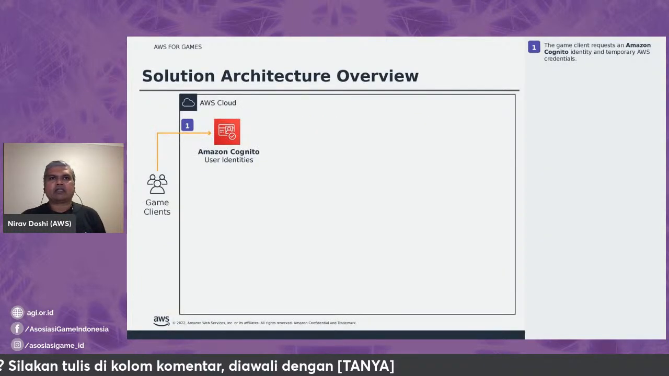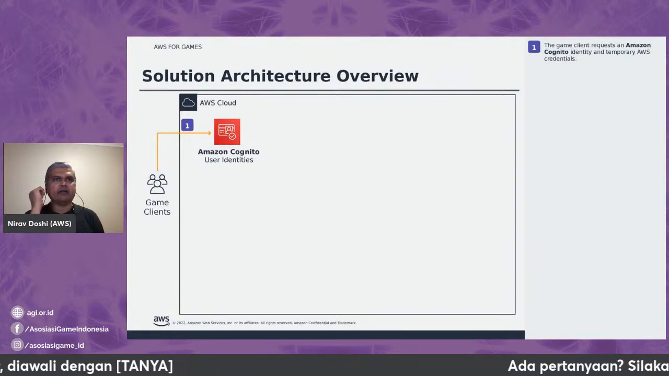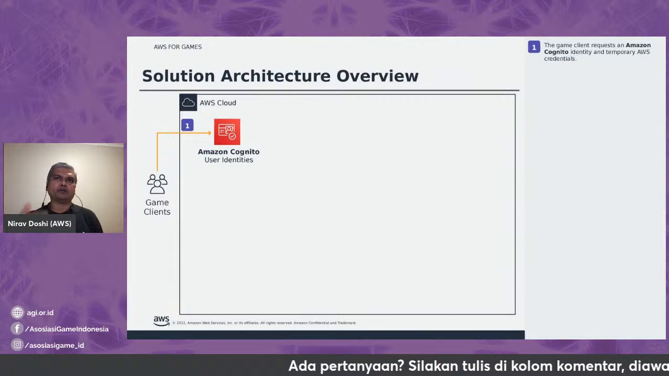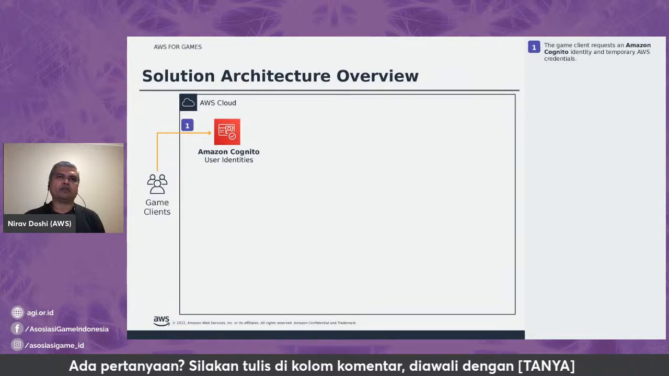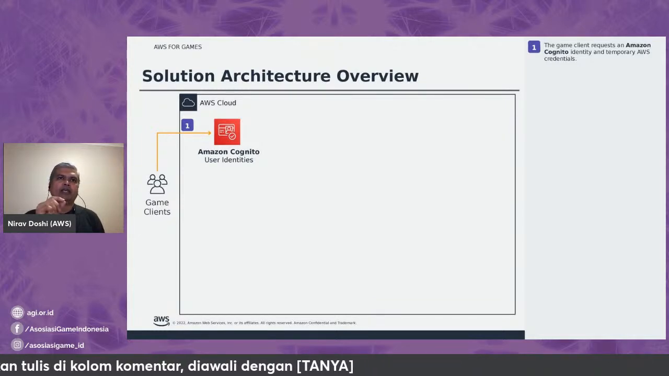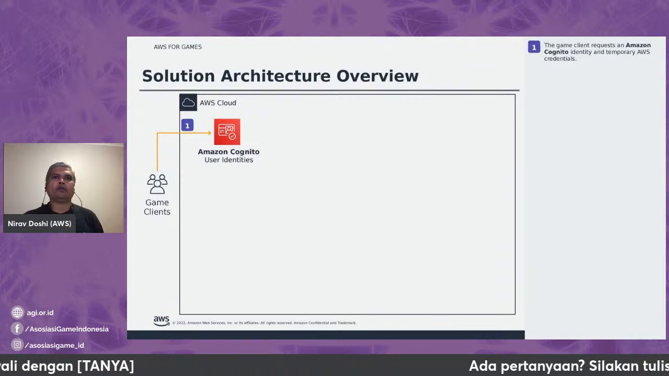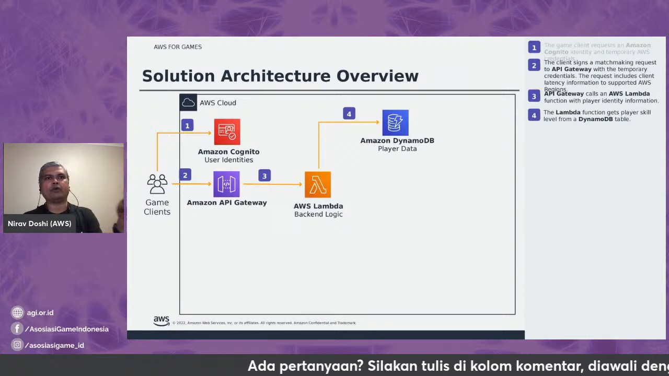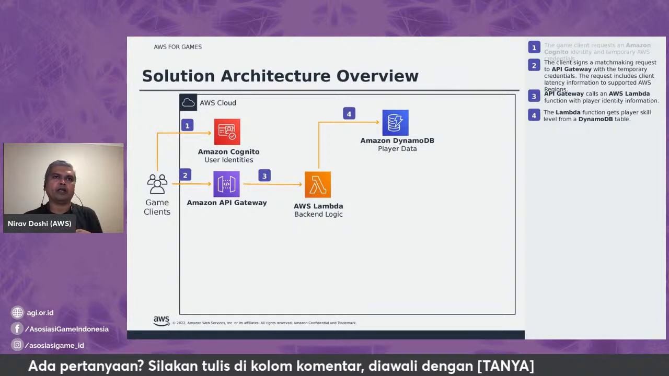So the flow starts. This is the first step that happens. The game client connects into a service called Amazon Cognito, which is our user identity management service. The player would identify themselves with Cognito, and Cognito will provide credentials with which the game client is now able to make a call to API Gateway to request to be matchmade.